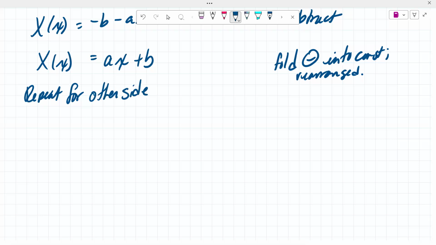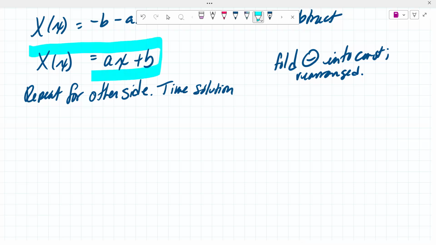All right, so I'm going to go through this one fairly quickly now because you've already seen how this has worked out. This is for the time solution. We just did the position one, now we're going to do the time solution. We should probably mark this because we'll want to come back to this one. All right, great. So let's move on with the time side.